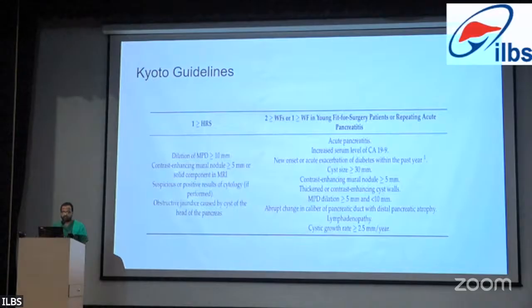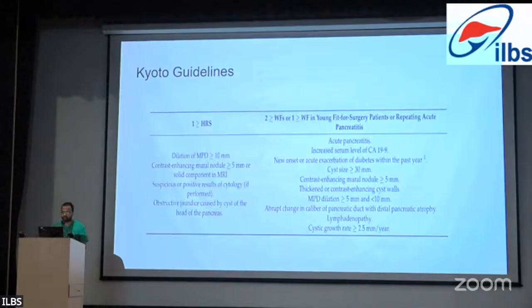High-risk stigmata: whenever there is one or more high-risk stigmata, it's an indication for surgery. These are MPD diameter more than 10 mm, contrast-enhancing nodule more than 5 mm, solid component in the MRI, positive cytology results, and obstructive jaundice caused by a lesion in the head of the pancreas. Whenever there are two or more worrisome features, or more than one in a young fit patient, or patients with repeat acute pancreatitis, patients can undergo surgery.